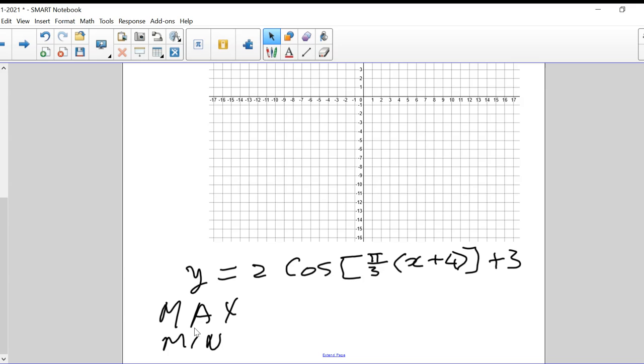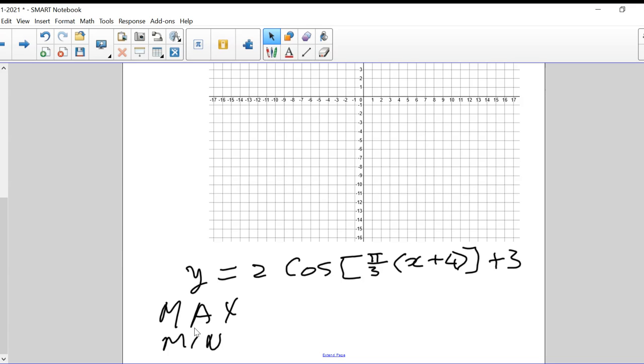Where's the center line of this function? Y equals what is the center line? Y equals 3. Thank you. That's the center. The amplitude, remember, tells you how far you are from the center line going up and how far you are from the center line going down. Does that kind of give you a clue here?